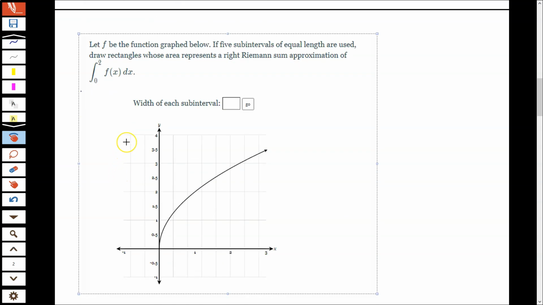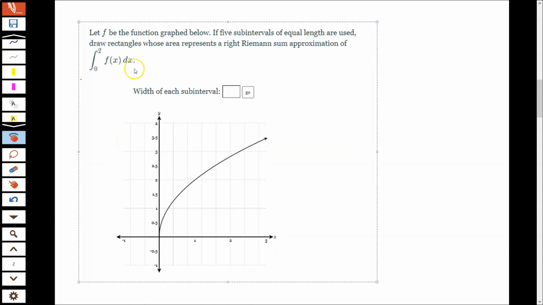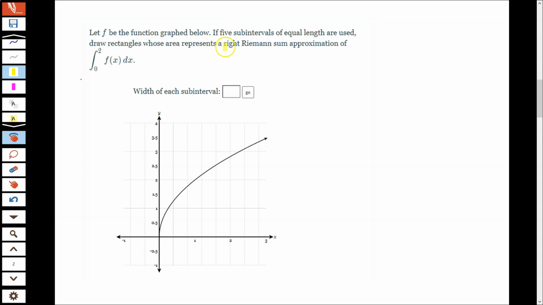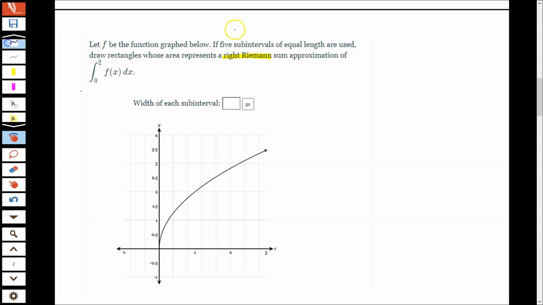Here we have a right Riemann sum. You'll have to read the text to figure out which we're drawing. A right Riemann sum approximation of the integral from 0 to 2 of f of x dx. So that's from 0 to 2, and we want this area underneath the curve. And we're going to use 5 subintervals of equal length.